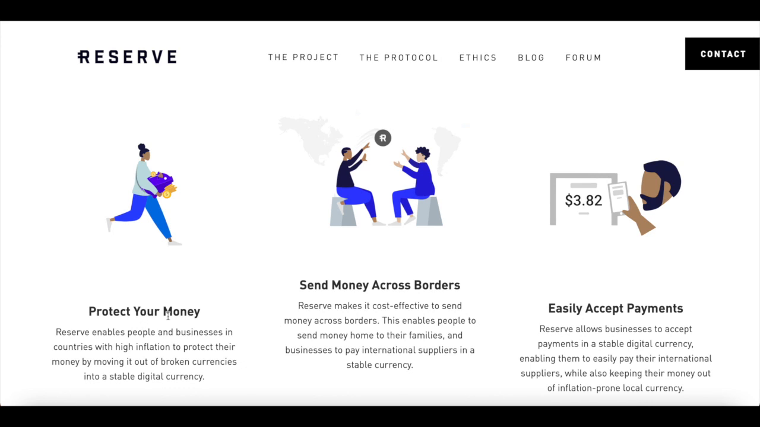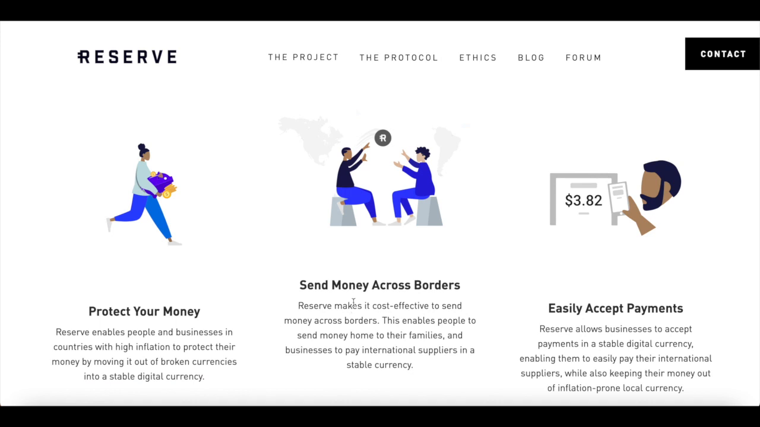Now, this is a way to protect your money. Reserve enables people and businesses in countries with high inflation to protect their money by moving it from their local currency into a stable digital currency. That makes sense because you can actually protect against inflation.